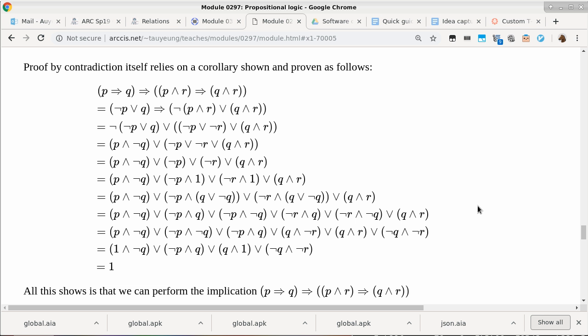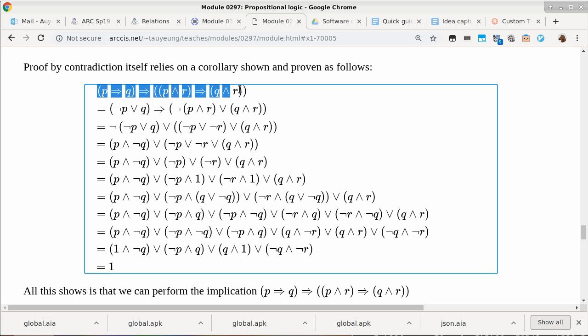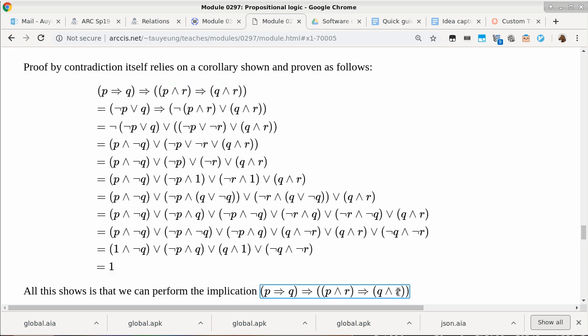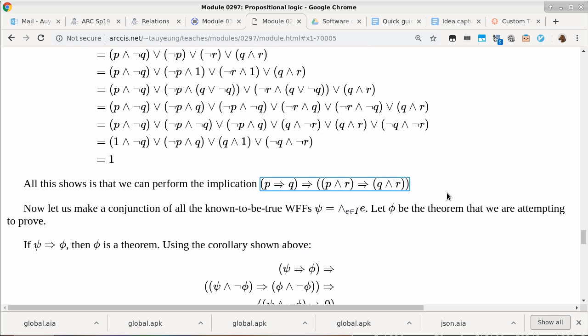So what are we proving here? All we are saying is this is always true. Okay, what exactly is that? All it is saying is if you already know that P implies Q is true, assuming that P implies Q is true already, then P and R implies Q and R is always going to be true. That's all it's saying. Is that okay?